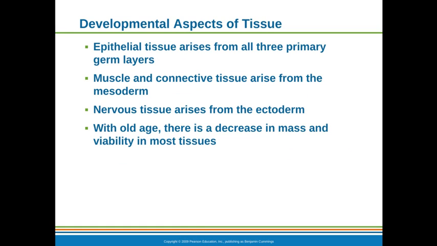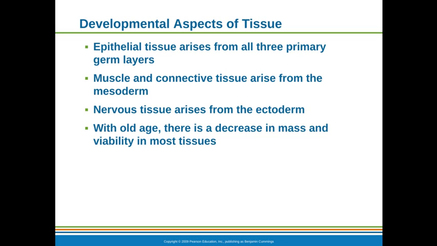Okay, so very quickly, I want to talk about developmental aspects of tissue. Your epithelial tissues typically will arise from all three primary germ layers. We'll talk in more detail about that actually in every chapter. The muscle and connective tissues arise from what's called the mesoderm. Again, we'll talk about that in chapters 4, 5, and 6. Nervous tissues arise from the ectoderm. We'll talk about that in chapter 7.